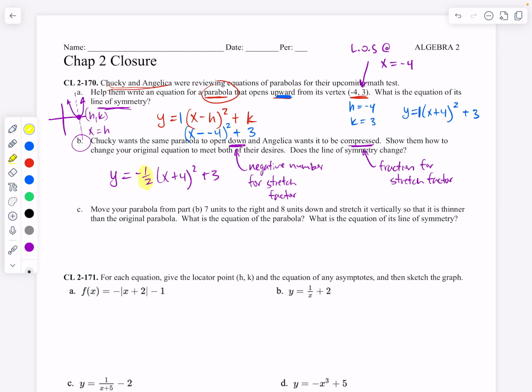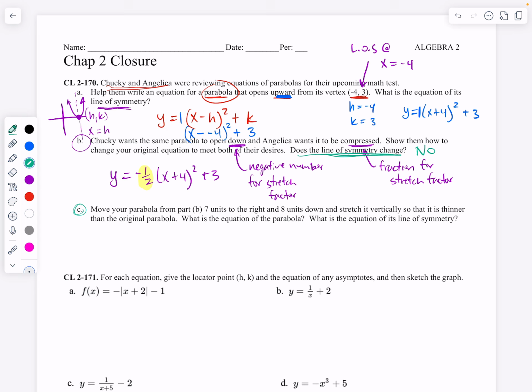All right, let's go to question C. Oh, and my bad, does the line of symmetry change? No, it does not. Because the parabola wasn't actually shifted, it was just flipped upside down.